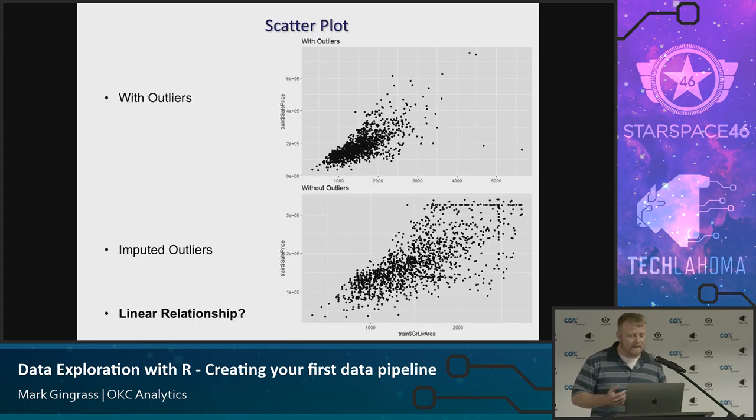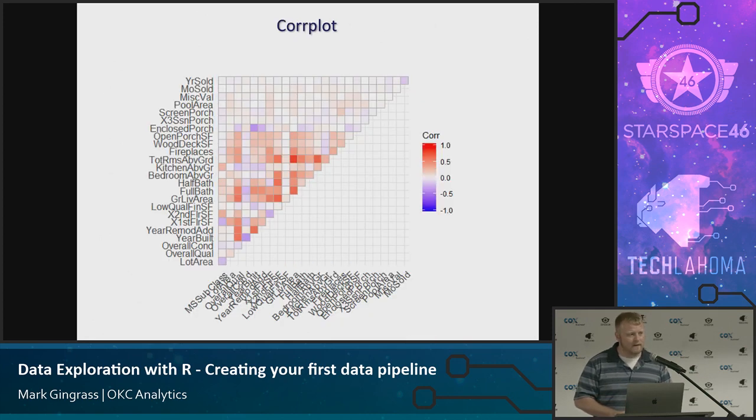And so that's what I did here. I forget exactly what it is, but it's GRLivArea versus the sale price, right? So they seem to be correlated according to this plot right here. So I wanted to look at it.